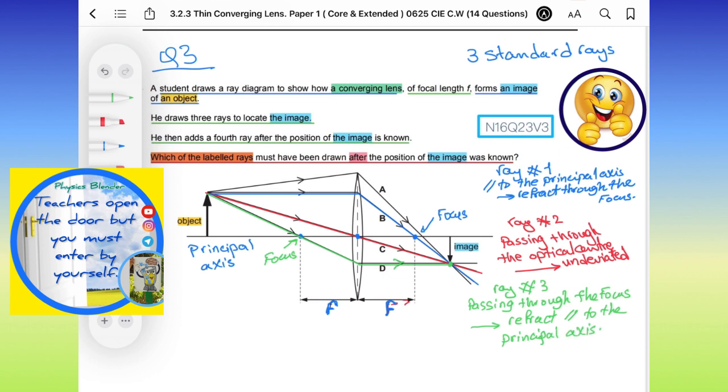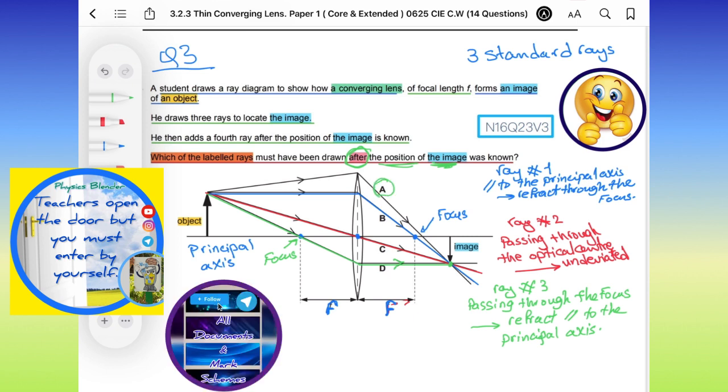Okay, our question is not asking you about the 3 standard rays. I am just explaining. He's asking you which of the labeled rays must have been drawn after the position of the image was known. So it's an extra ray. You know the location of the image, and then this ray, after you find the location of the image, it's an extra ray after the position was known. So the answer is A, because this ray is just another ray that refracts and intersects with the other rays at this point where the image is located.